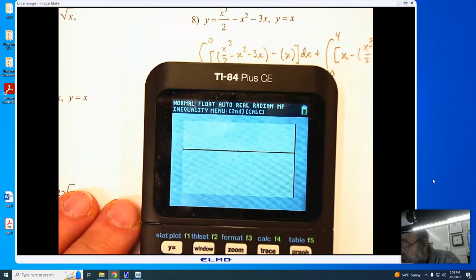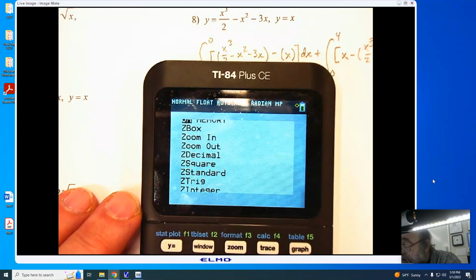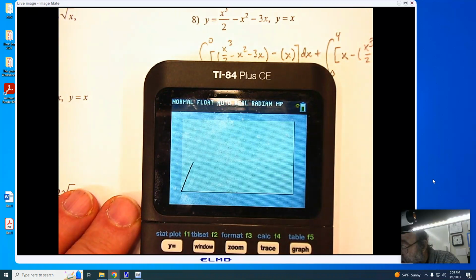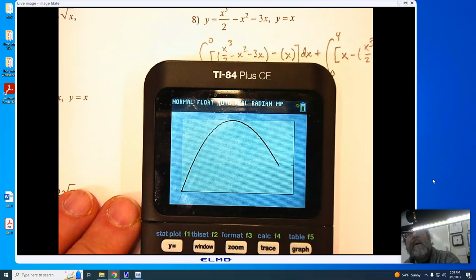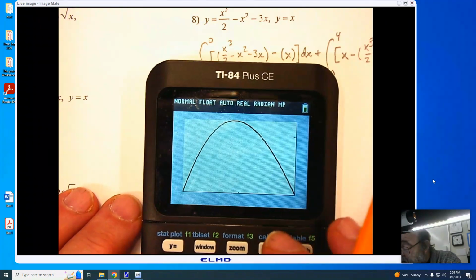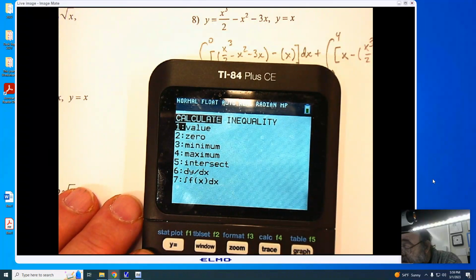And it's pretty hard to see, so let's just do a zoom fit. Should make this a little bit easier for us to work with. Notice that that graph with zoom fit became very clean. Now we do second trace, intersection 7.